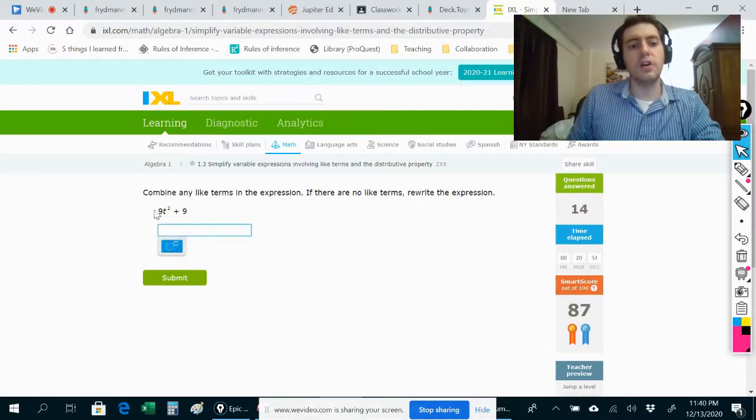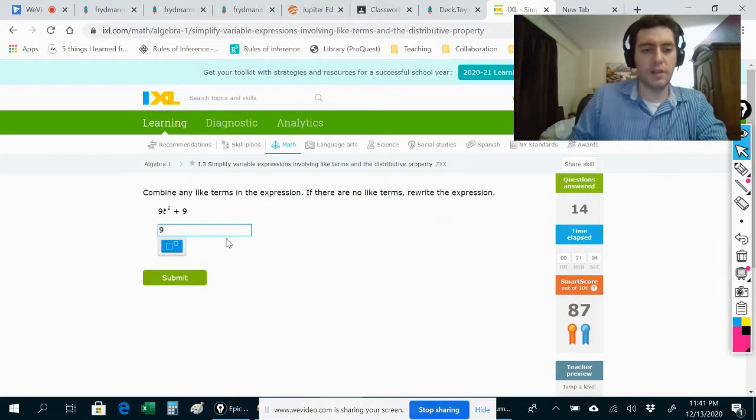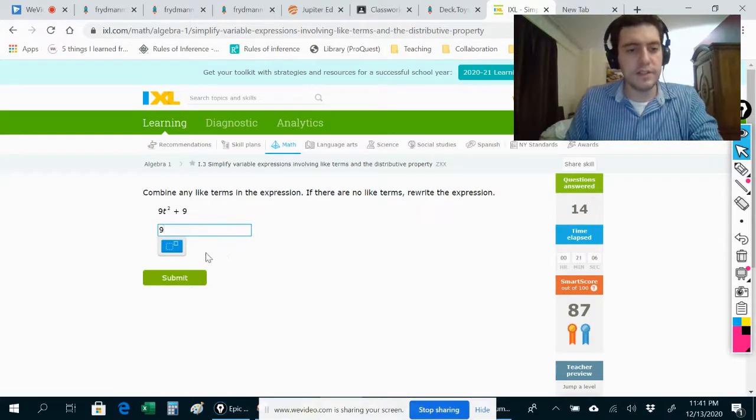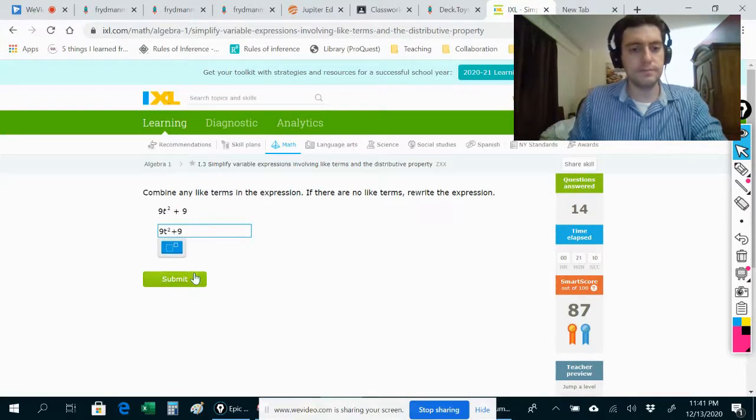Right over here, this has t to the second power, this does not. So we cannot combine these terms. Combine just means add or subtract them. We can't do that over here. So we're just going to have to leave it the way it is. So 9t to the second power, click again, plus 9.